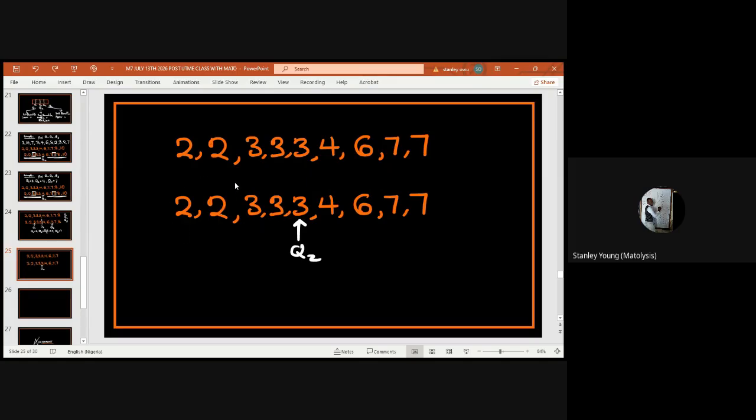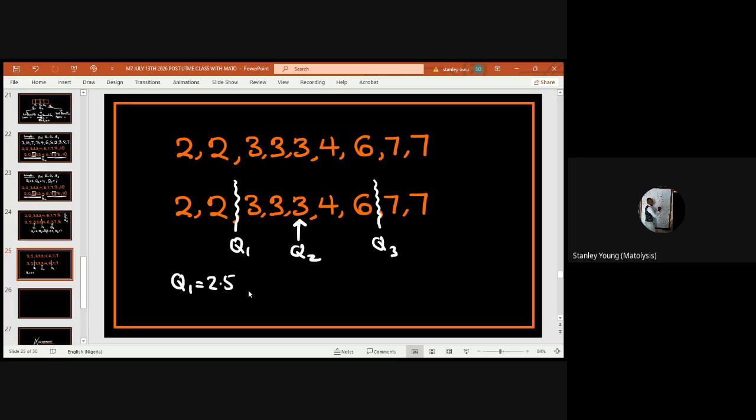Do you agree that it's going to fall somewhere here? Do you all agree? Yes, sir. Okay, so that's your Q1. And if you check the one to the right too, it's going to fall somewhere around here. So that's our Q3. Good. So Q1 is 2.5.